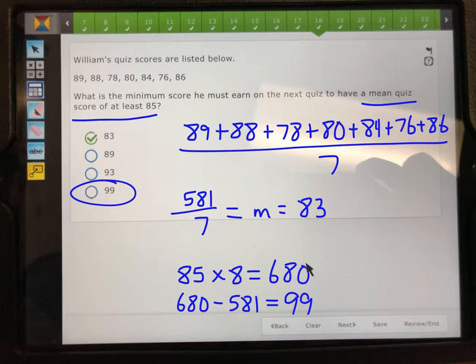So when I take the 680 of my 8 tests, and I subtract the 581 of my 7 tests, I get 99. So 99 is what I have to add to this, get another score, in order to have an average of at least 85. So my correct answer was 99, not 83, 89, or 93.